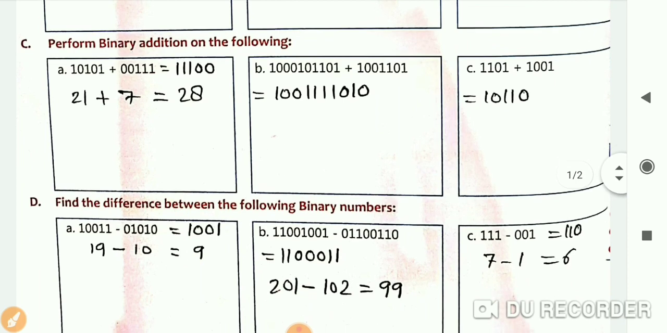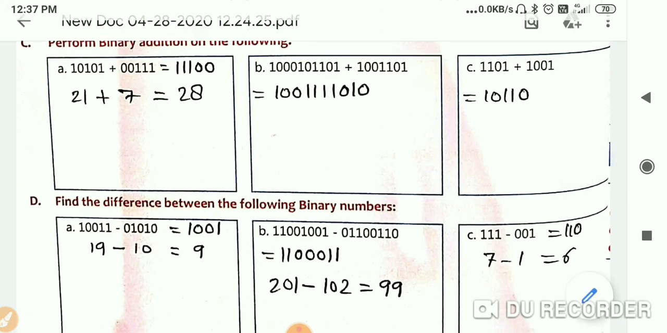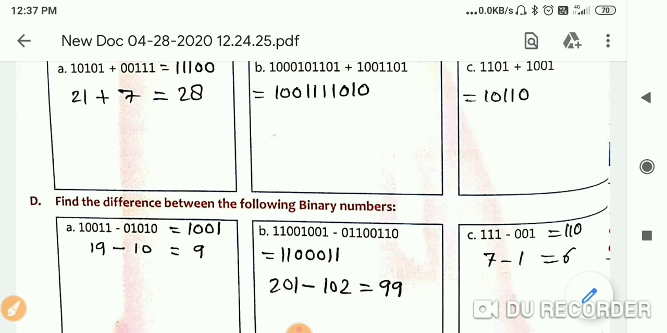Now the third one is perform binary addition on the following. So you can see on the screen I have already done. The first one is 10101 in binary and 00111 in binary. After addition it comes 11100.